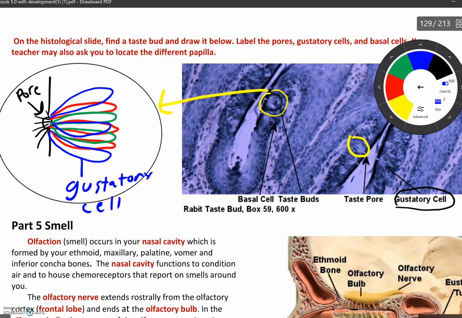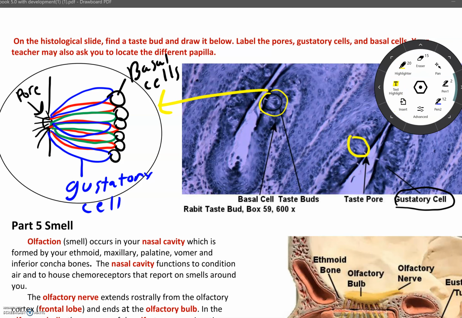Now at the bottom are some basilar cells. And they think these cells are going to become gustatory cells eventually. But they're not ready yet. So basically the gustatory cells die, and they're going to be replaced by these basal cells. And that is your taste bud. We're now going to draw the olfactory epithelial real quickly. Actually, I just misspoke. We'll do the olfactory epithelial and we'll do hearing in our other video.